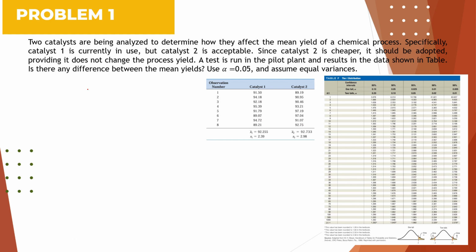Two catalysts are being analyzed to determine how they affect the mean yield of a chemical process. Specifically, catalyst 1 is currently in use, but catalyst 2 is acceptable. Since catalyst 2 is cheaper, it should be adopted, provided it does not change the process yield. A test is run in the pilot plant and results in the data shown in the table. Is there any difference between the mean yields using alpha 0.05, assuming equal variances?